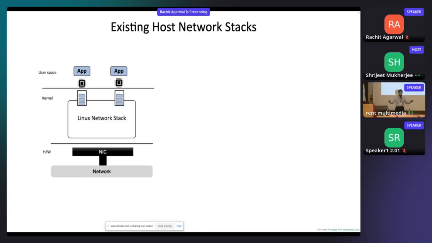So what do existing host network stacks look like? You have a certain number of cores on your server. Each application that runs creates one or more sockets, connections. And then it passes on the data to the Linux network stack that does all the magic that it has to do and passes on to the NIC. This is usually the pipeline or the architecture that we think about today.